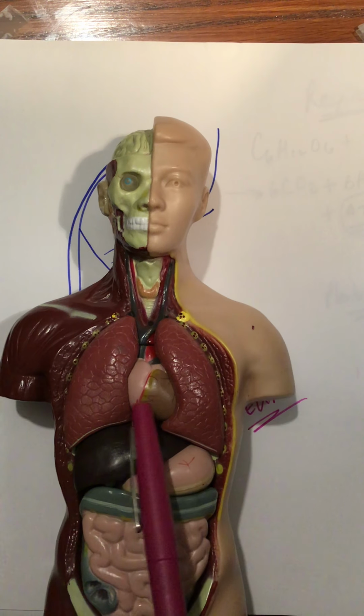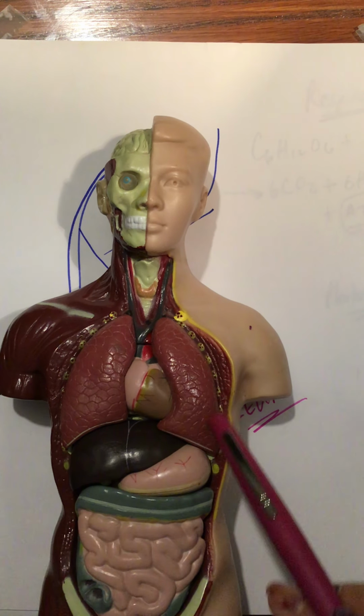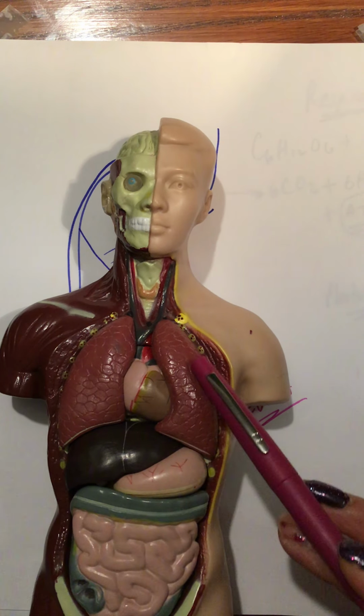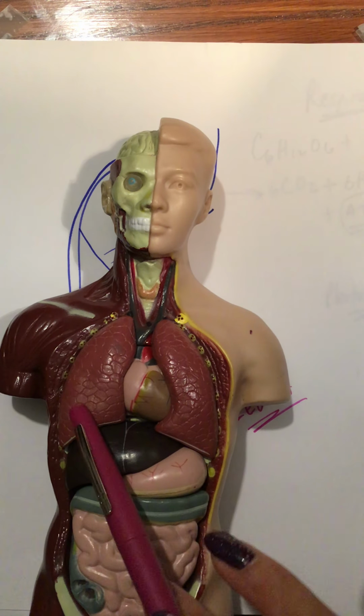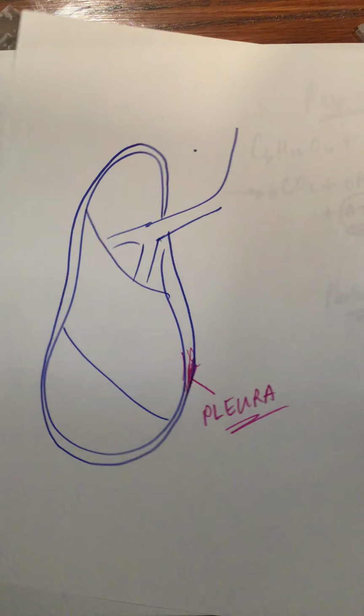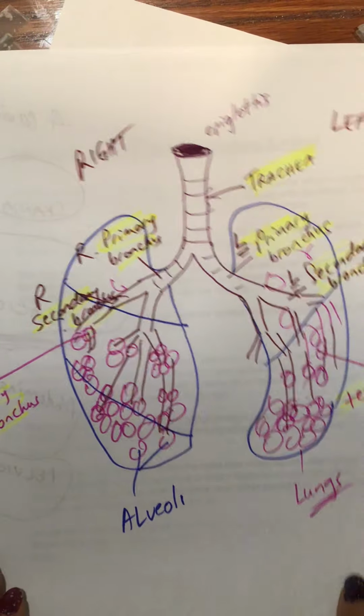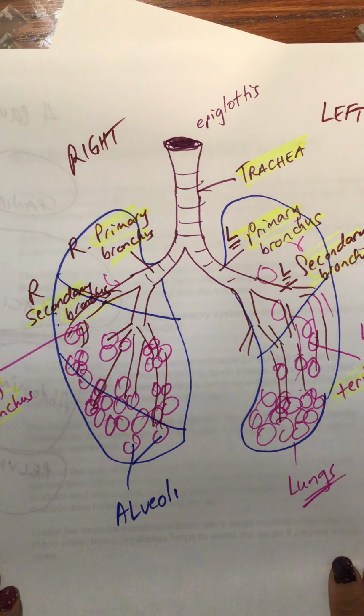And as you can see here, the heart is taking up space, so it's facing slightly to the left, and that makes the right lung with 3 lobes larger than the left lung, which only has 2 lobes. So that is, if you can sketch the respiratory system, those are the main parts.